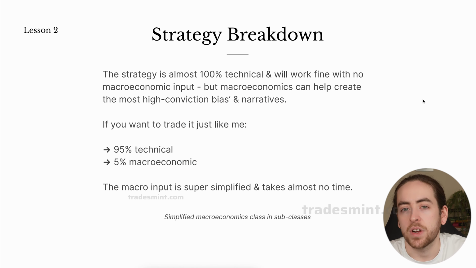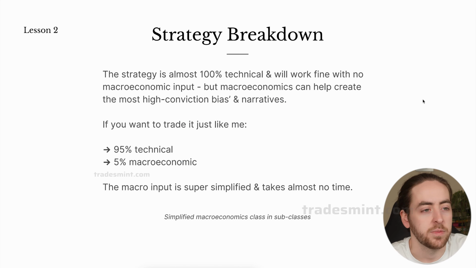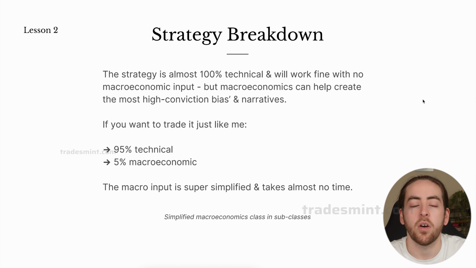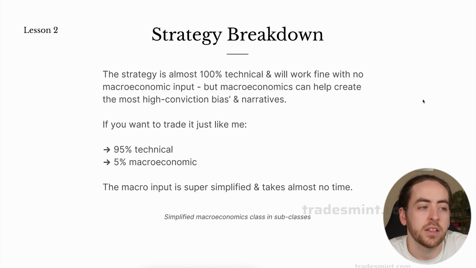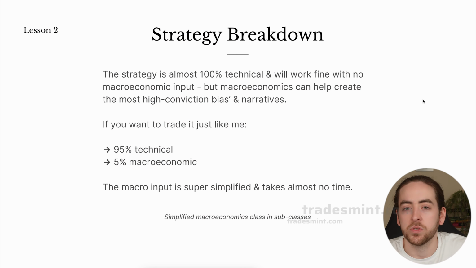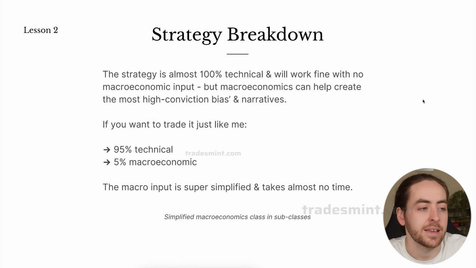Now, the actual strategy we trade, obviously, will be covered in a lot more depth in the next classes, but it's made up of an optional blend of macroeconomics or fundamental analysis and then technical analysis as well, okay? The strategy is almost 100% technical. And if you don't want to use fundamentals, you don't want to do macros, it will work fine with no macroeconomic input. But this can help to create the most high conviction biases and narratives. So if you want to trade with maximum confidence and you want to trade the system in exactly the way that I trade it, we're looking at around a 95% technical and 5% macroeconomic link, okay?